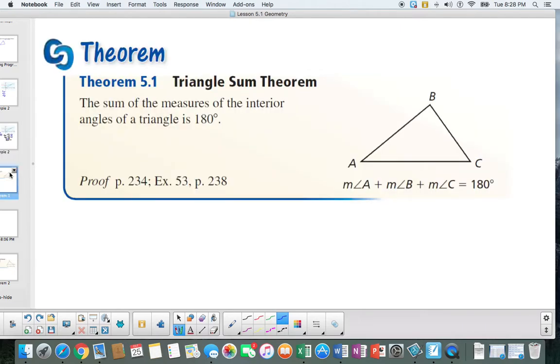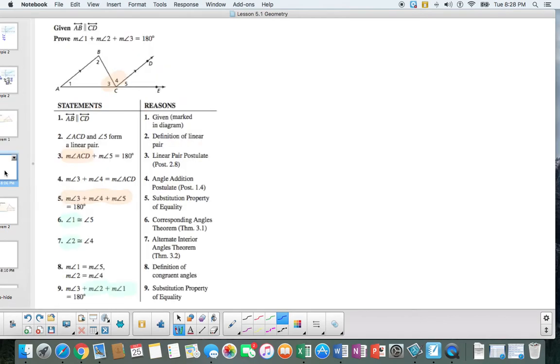Okay, our triangle sum theorem. You may already know this. The sum of the measures of the interior angles of a triangle is equal to 180. What you don't know is the proof, so let's take a look at the proof.